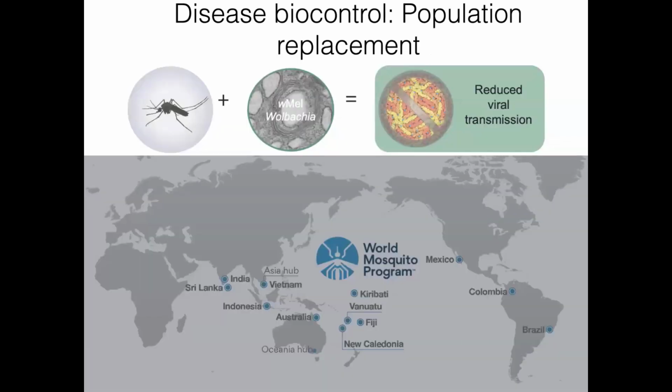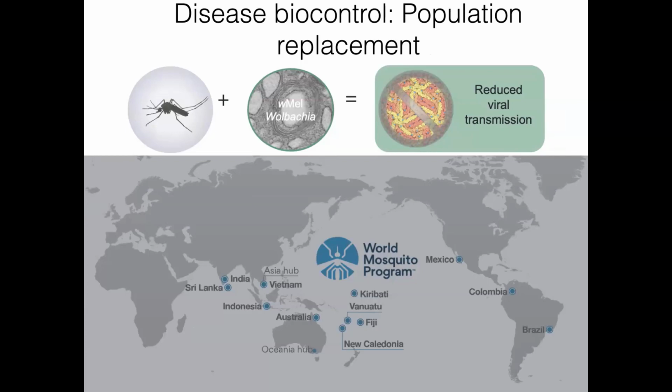Another is population replacement. This is a strategy primarily led by the World Mosquito Program and Scott O'Neill, with contributions from lots of other researchers in terms of the basic biology that feeds into this. Scott and the World Mosquito Program are having a lot of success. There are a bunch of sites across the globe now where they're releasing Wolbachia-infected mosquitoes.